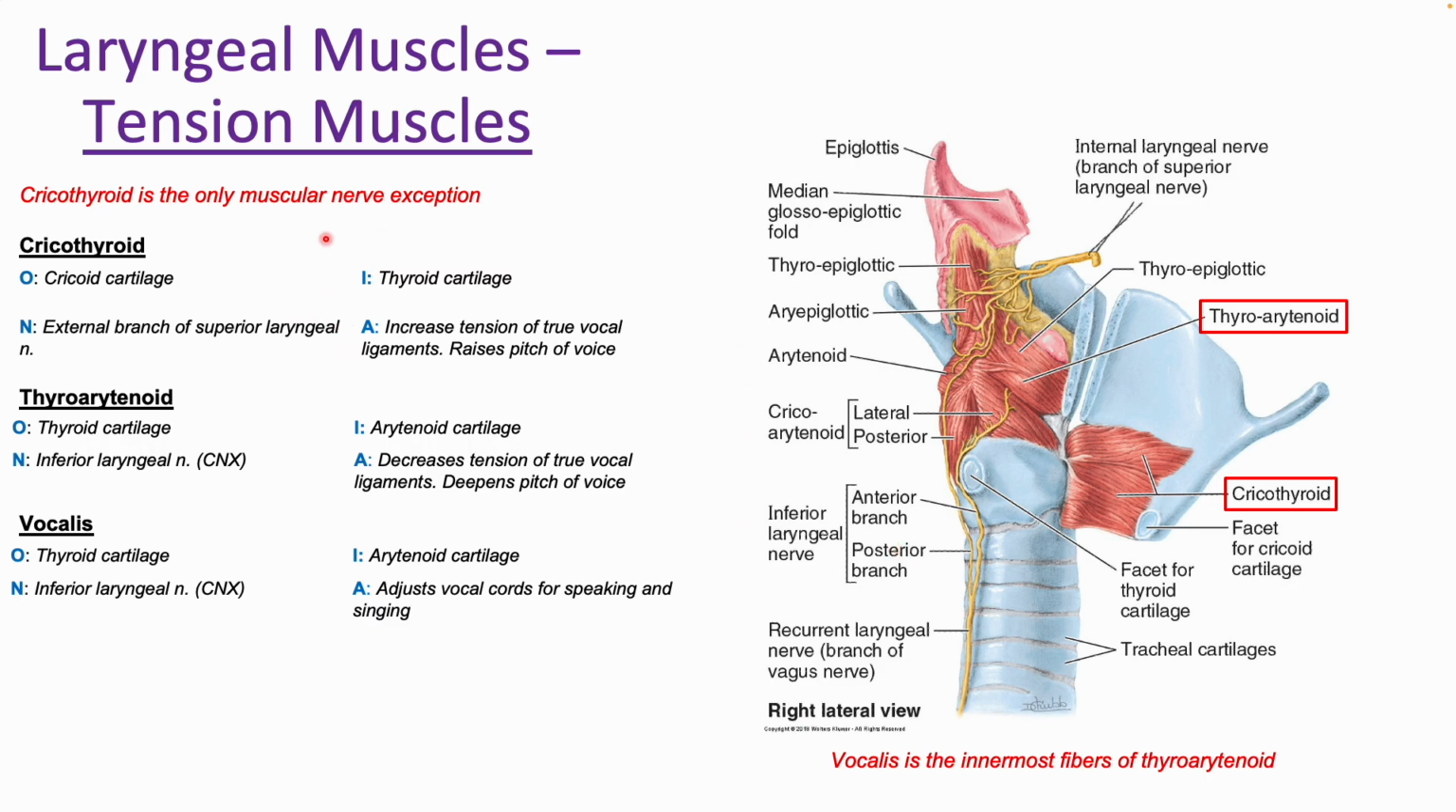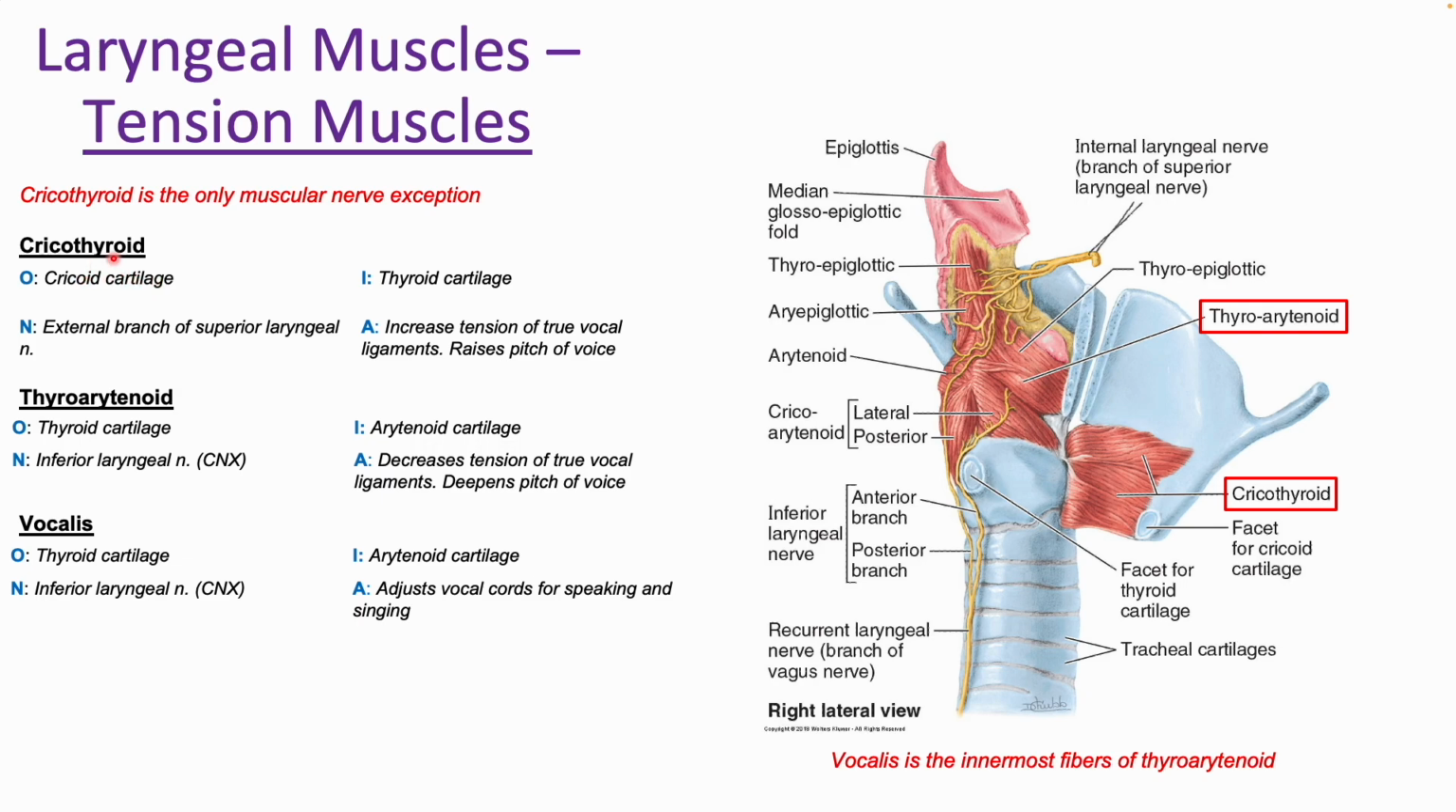Next, we'll look at the tension muscles. The tension muscles, we talked about, are going to tense up or release tension to change the pitch of your voice or the tone of your voice. We're going to see the continuing trend of inferior laryngeal, of cranial nerve 10, innervating everything, except we now see one exception, which is the cricothyroid. This is the only muscular nerve exception because it's going to be innervated by the external branch of the superior laryngeal nerve, which is coming off the cranial nerve.